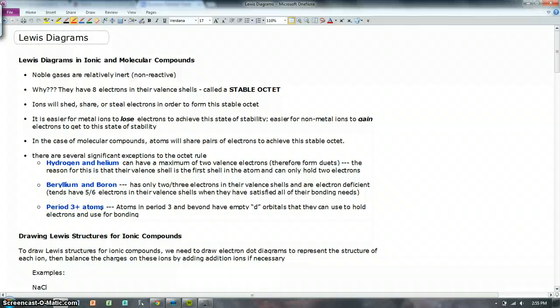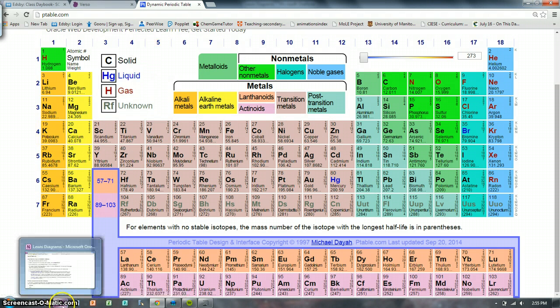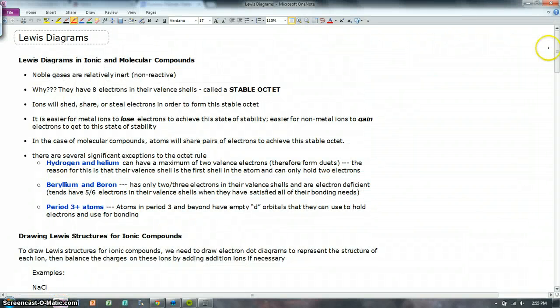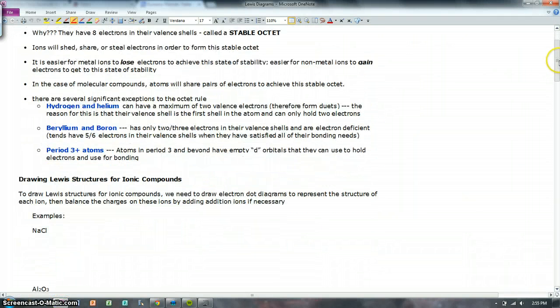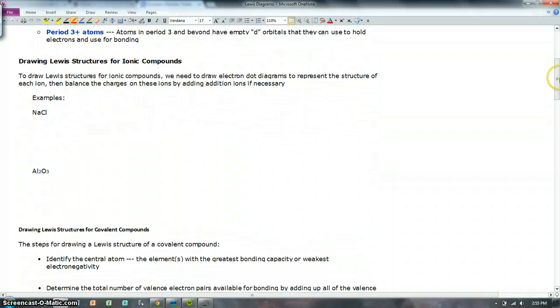And then periods 3 and up, they have these d orbitals that can be filled. And so again, when we start talking about the transition metals, there's a bit of an exception to that rule. But again, we'll discuss that later. For now, let's talk about the first 20 elements or so and having a full octet. So the first step is to be able to draw Lewis diagrams for simple atoms.